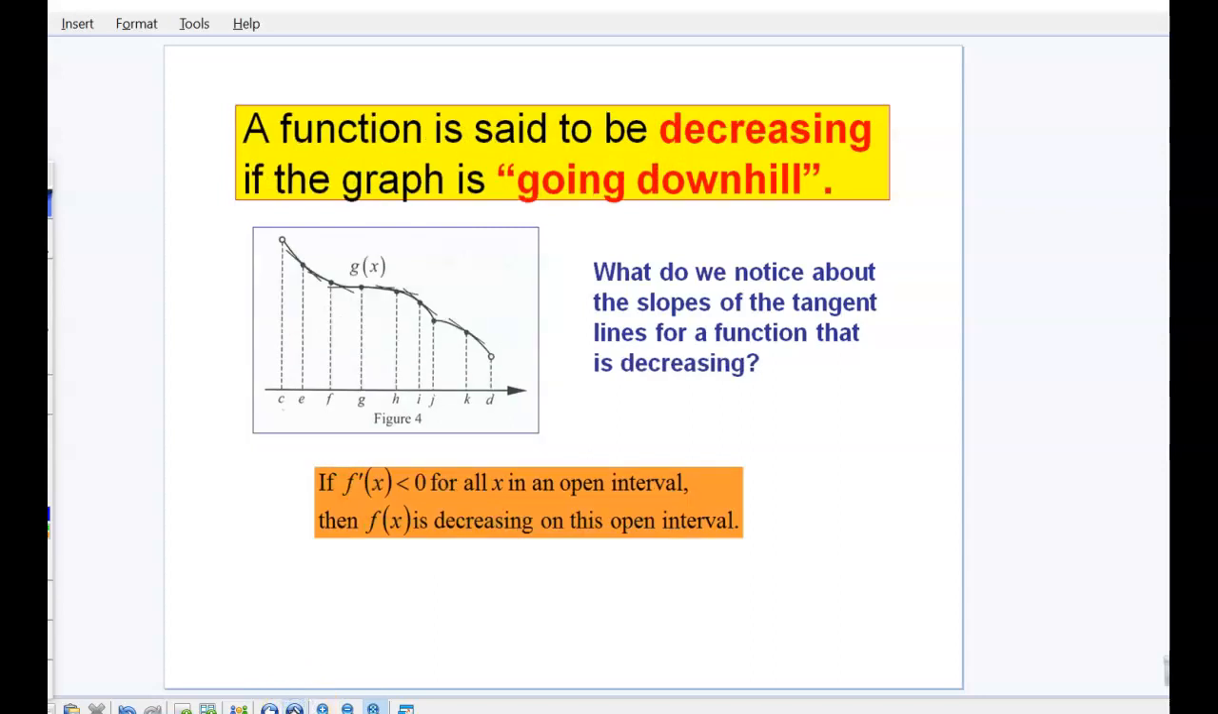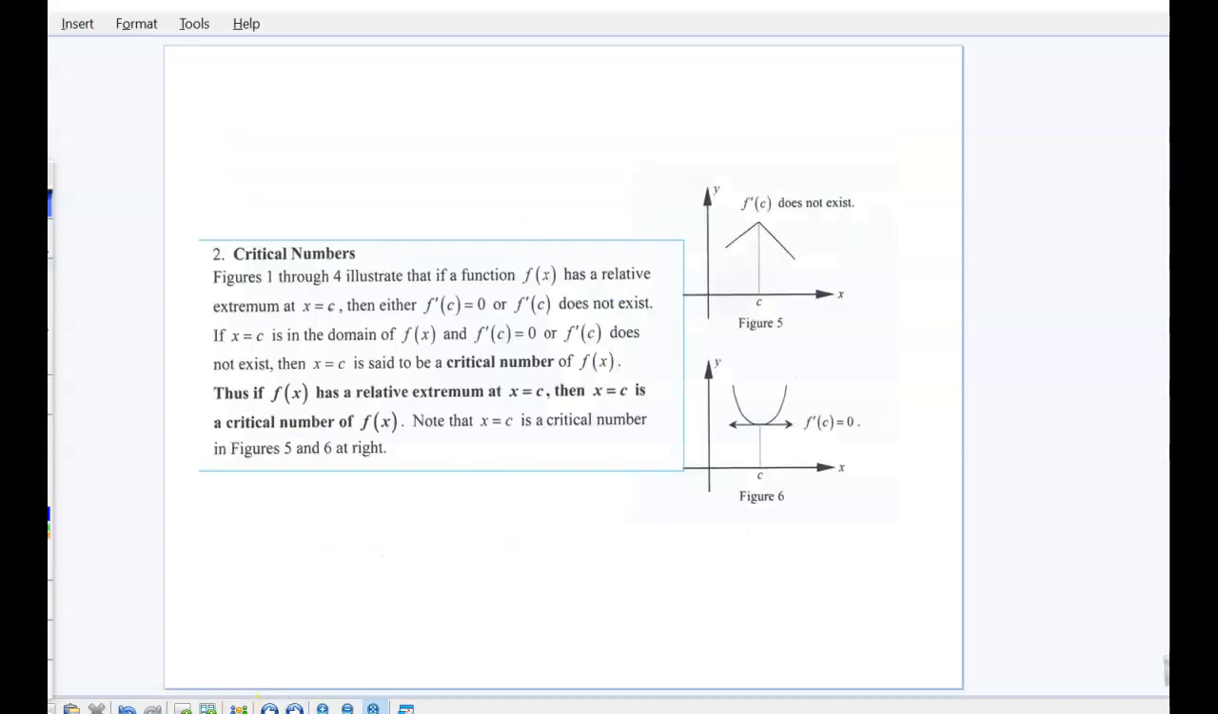Similarly, a function is said to be decreasing if it's going downhill. And if we look at all the slopes of the tangent lines, they're going to be negative. So if the derivative is negative, then our function is decreasing.